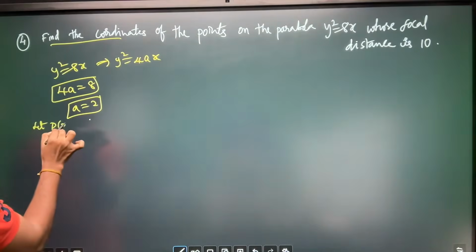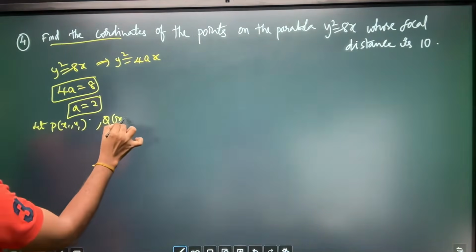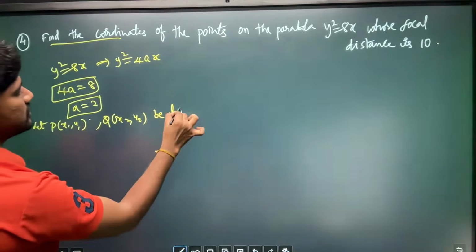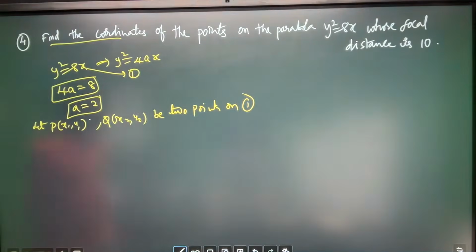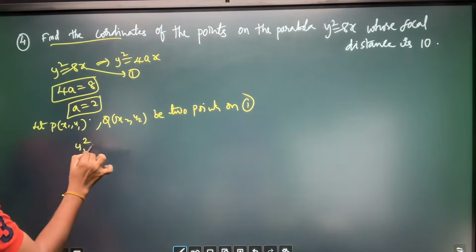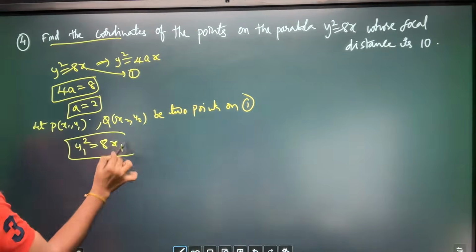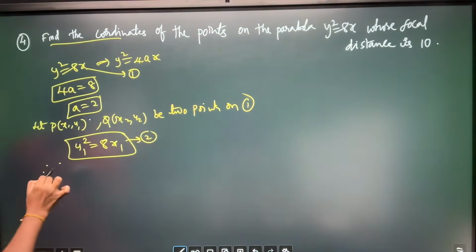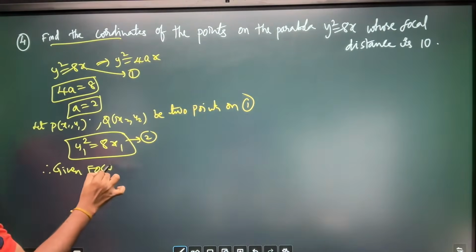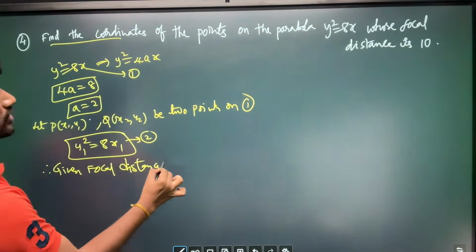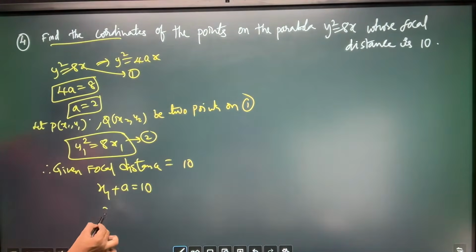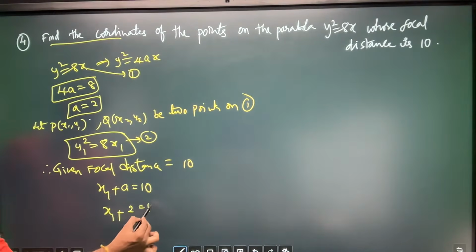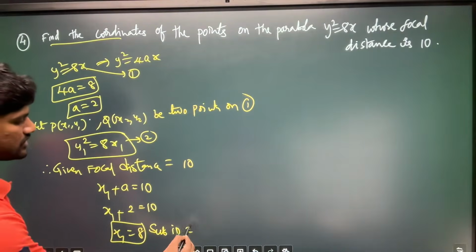Let P of x1, y1 and Q of x2, y2 be two points on equation number 1. Taking points on equation number 1, we get y1² is equal to 8x1. Take it as equation number 2. Given focal distance, what is the focal distance? The focal distance is 10. That means x1 plus a is equal to 10. What is the a value? a is equal to 2, so x1 is equal to 8. Substitute in equation number 2.